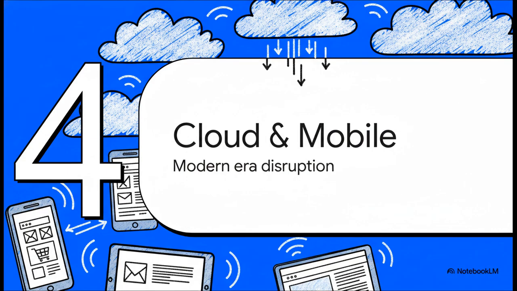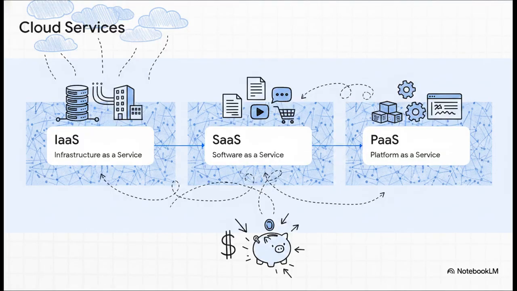Which brings us perfectly to part 4, cloud and mobile disruption. A huge, and I mean huge, catalyst for modern e-commerce is cloud computing. It lets companies grab computing power and software directly over the internet. You basically have 3 flavors: infrastructure as a service, software as a service, and platform as a service.